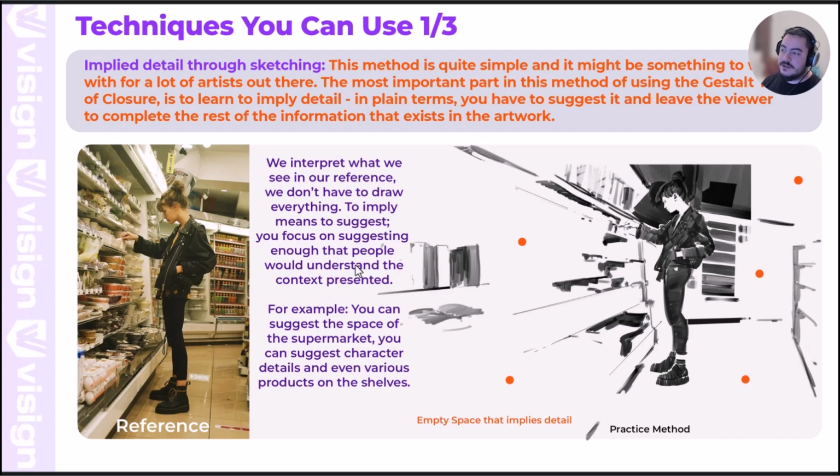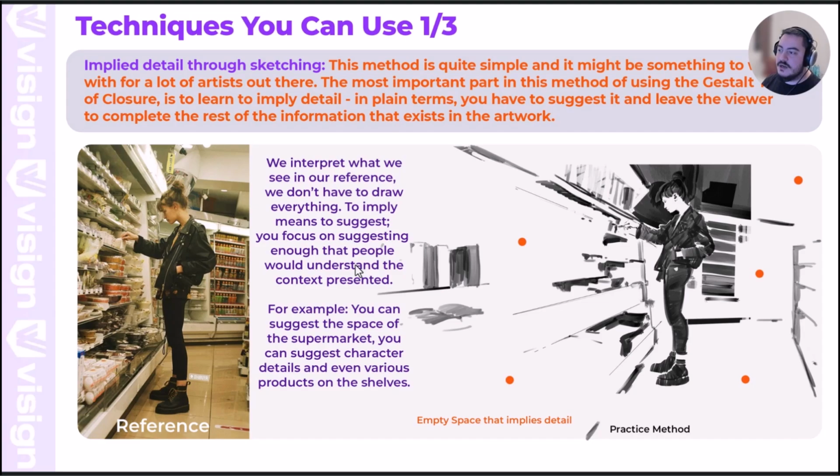Implied details through sketching. So this method is quite simple, and you'll see it across the board, and people can use it quite easily. The most important part in this method, using the theory of closure, is to try your best to imply the detail. Meaning you don't try to sketch every single little piece of reference that you have there. You leave some parts undefined because you want to actually imply things as much as possible. In plain terms, you have to suggest it and leave the viewer to complete the rest of the information that exists in the artwork.